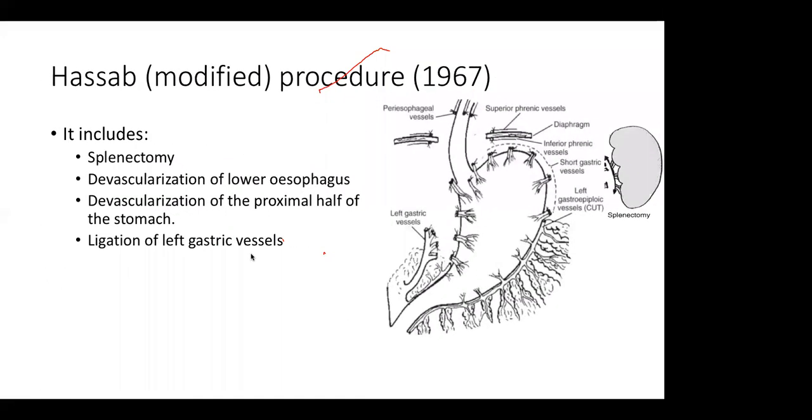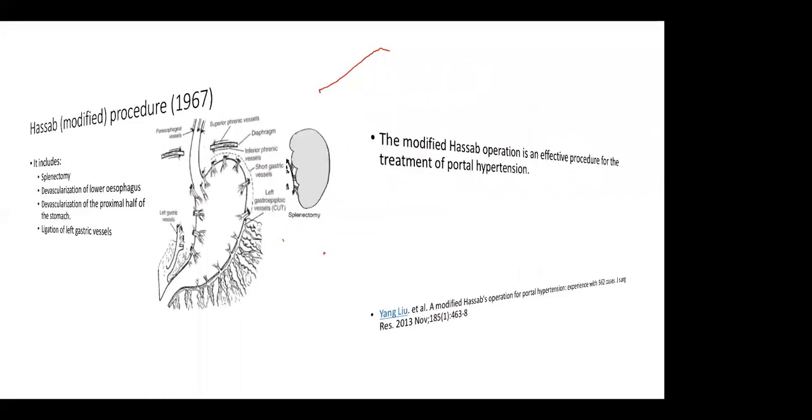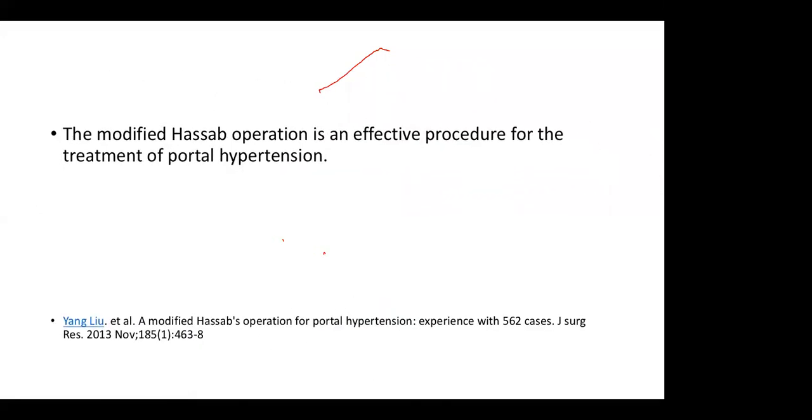The Hassab operation, or modified Hassab operation, is a procedure started in 1967, and it includes splenectomy and devascularization of the lower esophagus and the upper half of the stomach, with ligation of the left gastric vessels. It is commonly used in Sudan. The modified Hassab operation is an effective procedure for the treatment of portal hypertension.